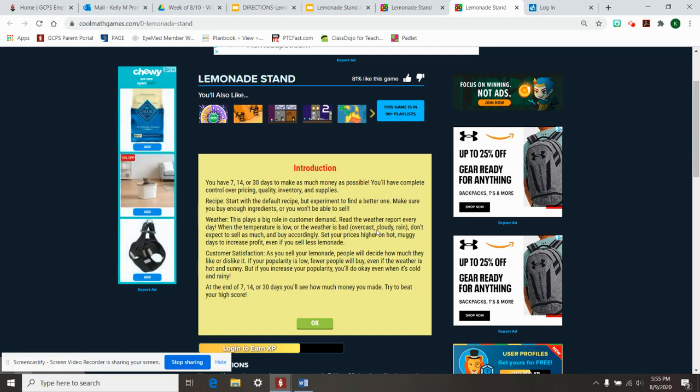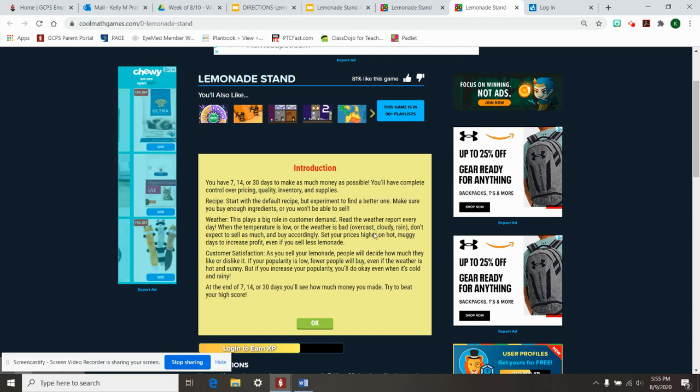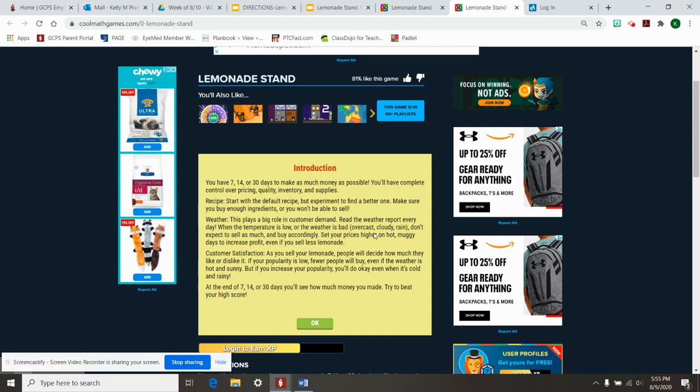But on a cold, rainy, cloudy day, there's a good chance that not a lot of people are going to want to stop just to get a glass of lemonade. So you may not sell as much on those days. That's why you need to check your weather very carefully before you buy supplies.